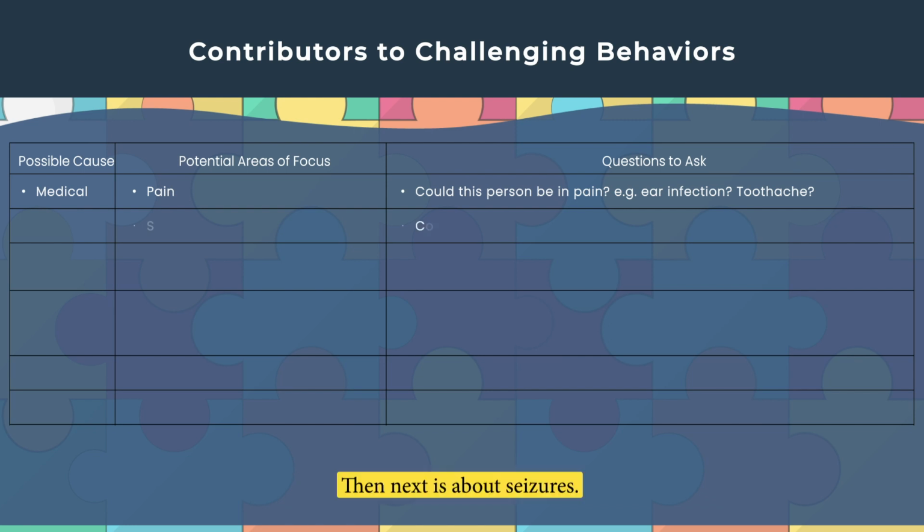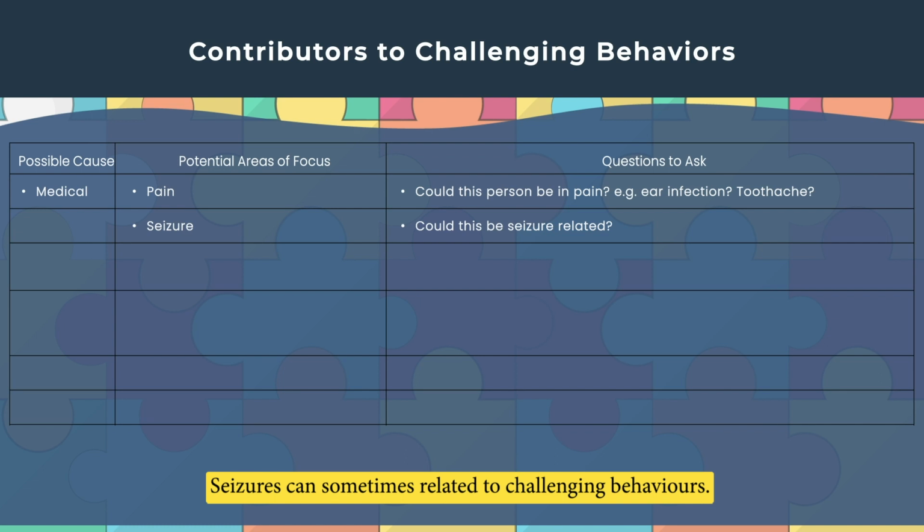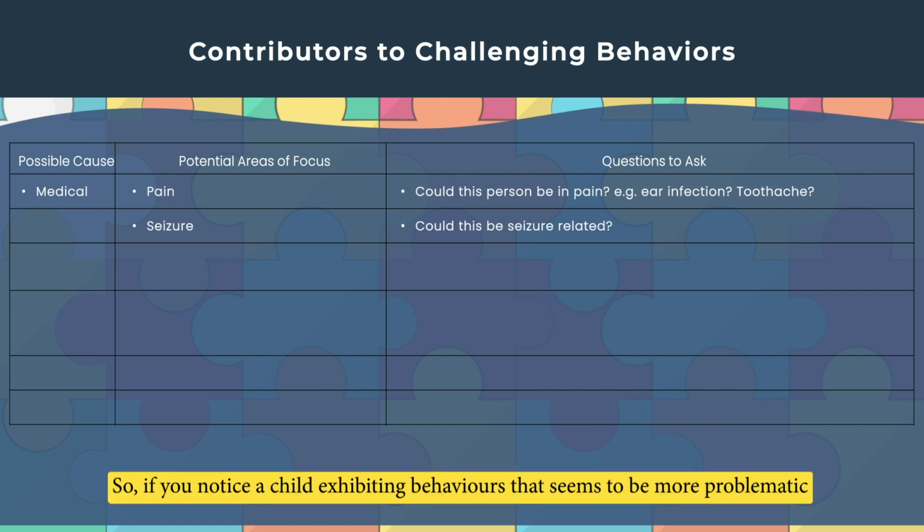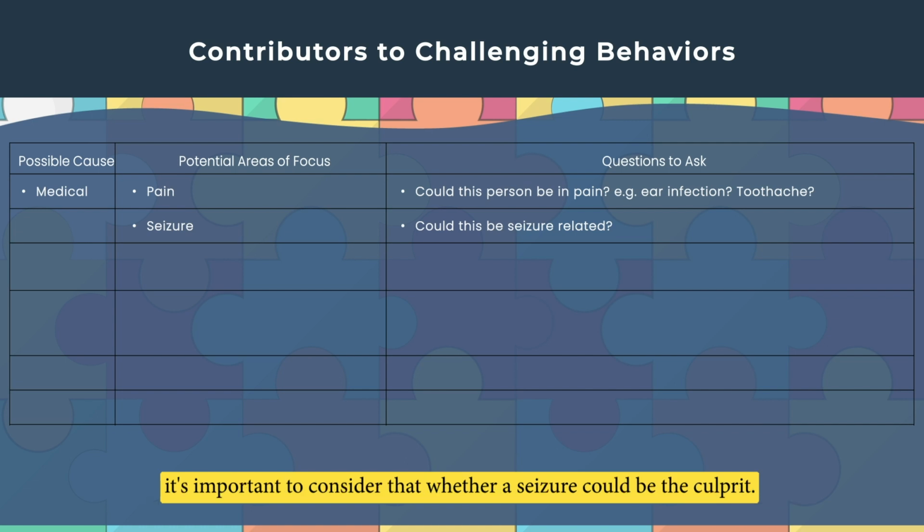Then next is about seizures. Seizures can sometimes be related to challenging behaviors. So if you notice a child exhibiting behaviors that seem to be more problematic, it's important to consider whether a seizure could be the culprit.